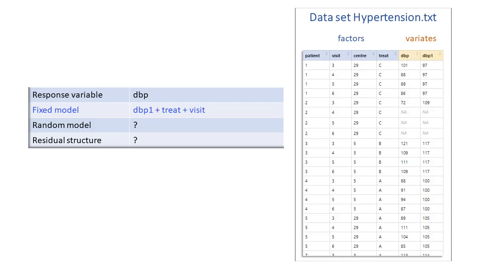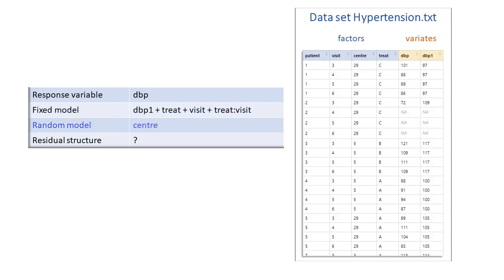We'll allow for an underlying change in blood pressure over the 4 post-treatment visits by including the visit factor in the fixed model. Finally, as the drug treatment effects may differ between visits, we'll also include the treatment by visit interaction. The colon operator is used to specify an interaction.